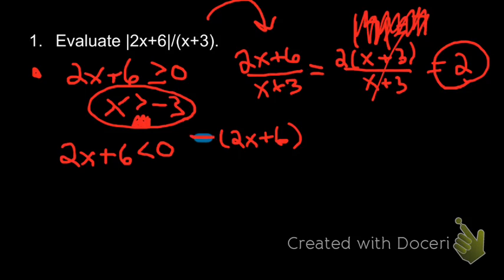The absolute value will turn it positive. It's already negative, so by putting a negative in front of it, it's going to make it a double negative and turn it positive. Now the x plus 3 is not in an absolute value, so that stays.